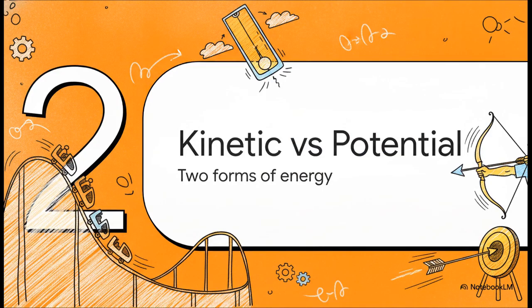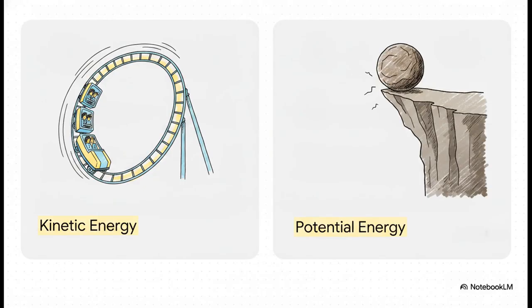Let's look at Section 2, Kinetic versus Potential Energy. If we want to understand how these systems change and where that energy is hiding or moving, we absolutely must break down the two main forms of energy that dictate physical science, and that's kinetic energy and potential energy. Think of these as two sides of the exact same coin. One is the energy of the active and the moving, while the other is the energy of the stored and the waiting. Every single physical interaction you witness is basically a dance between these two forms. So let's look at each one a bit closer.